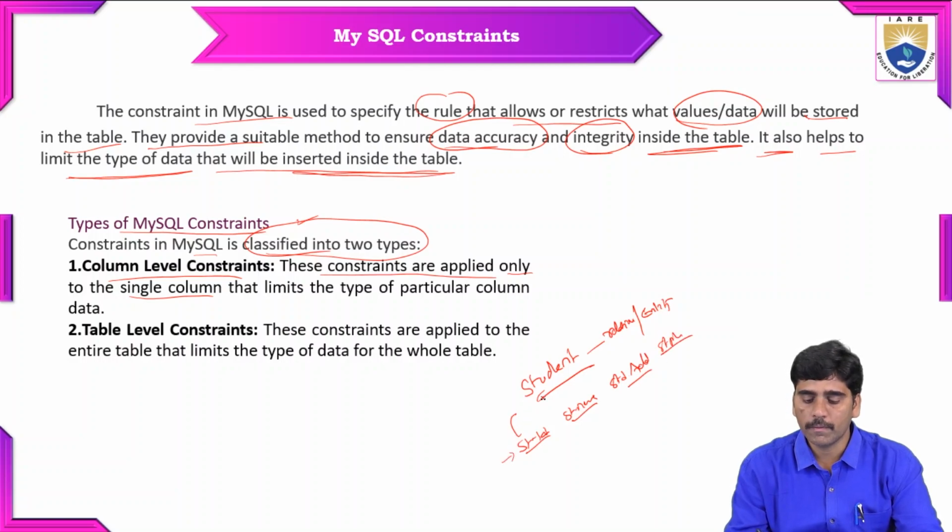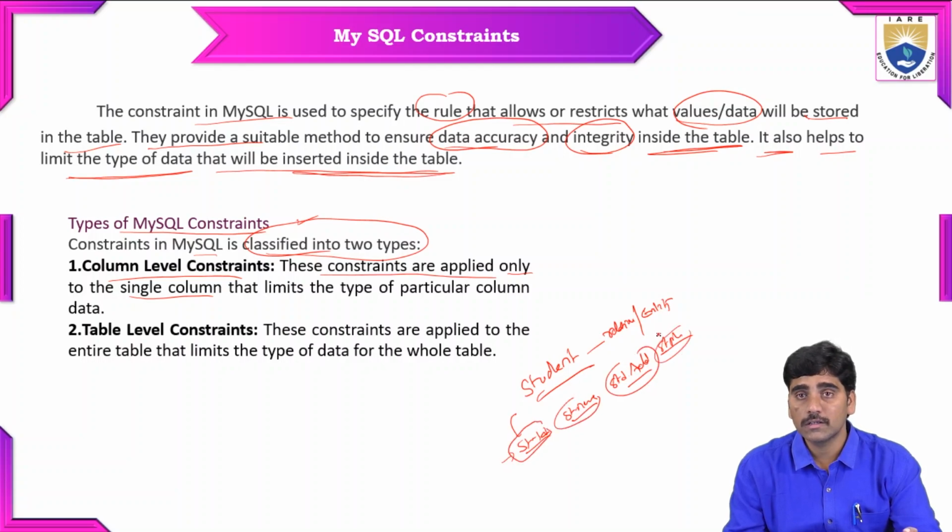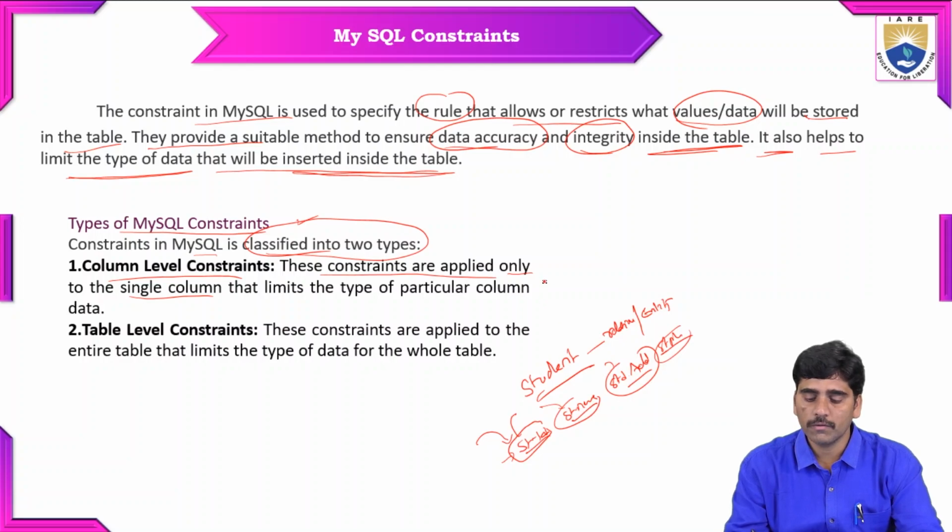If I am applying constraints to these columns, these constraints are applied only to a single column. So you can apply them to either this column, or this column, or this column. Any of these you can call column level constraints. That means simply that the constraints which are applied to a single column are called column level constraints.